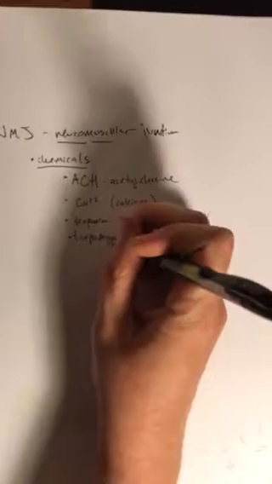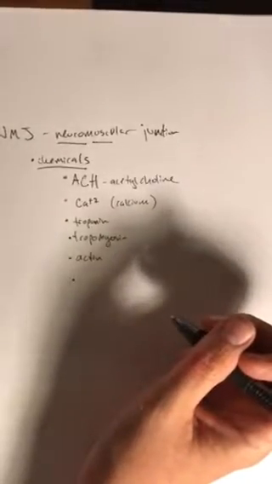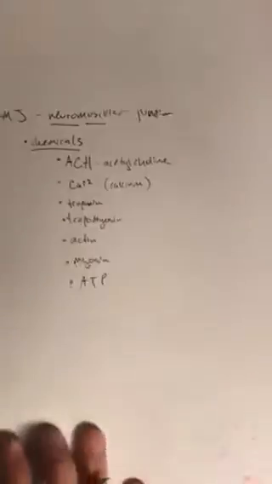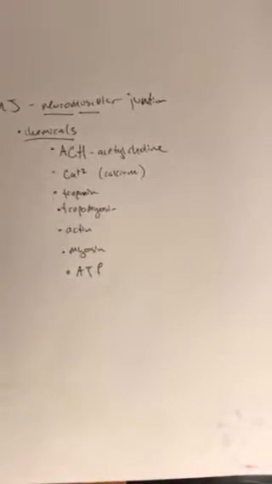Acetylcholine really makes calcium happen, which then makes troponin happen. We have troponin, tropomyosin, and actin. We have actin, tropomyosin, myosin, and then we have ATP. So these are the chemicals we care about in the neuromuscular junction.